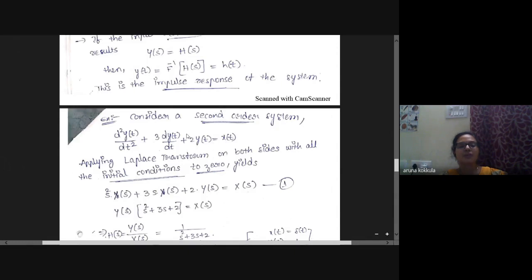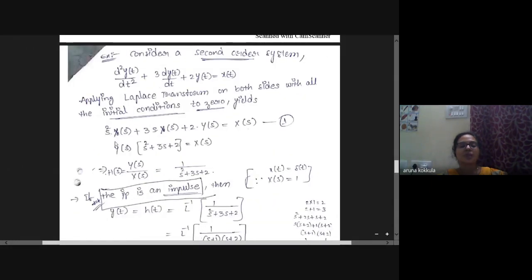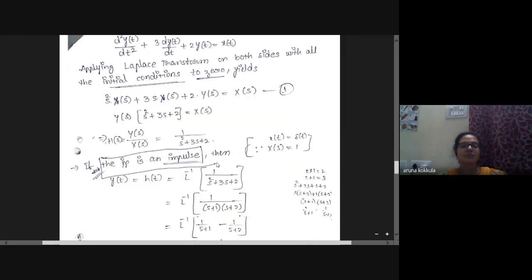Applying the Laplace transform on both sides, try to apply one of the properties of the Laplace transform, differentiation in the time domain. You are going to get s for each differentiation. How many times are you differentiating? Two times, which gives s square into Y of s plus 3s into Y of s plus 2 into Y of s is equal to X of s. Taking Y of s common, I got s square plus 3s plus 2 into Y of s equals X of s. So H of s I can get as 1 by s square plus 3s plus 2.